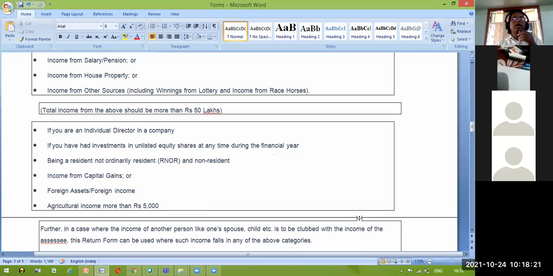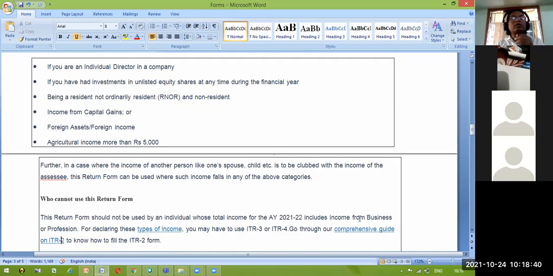And if you are having agriculture income more than 5,000, if your agriculture income is more than 5,000, you have to go for ITR 2. If your agriculture income is less than 5,000, you go to ITR 1. And all other characteristics also must be satisfied.